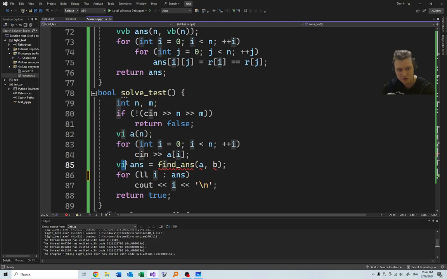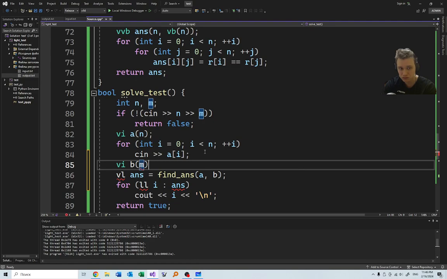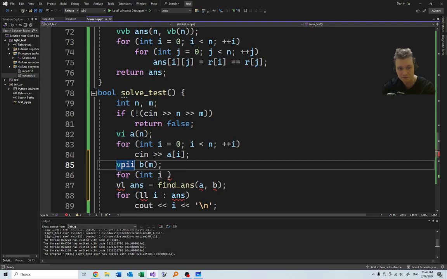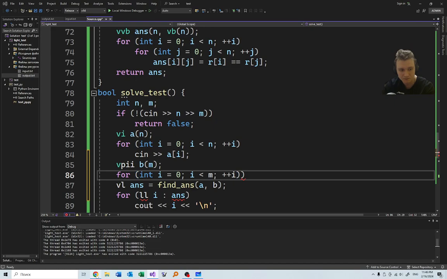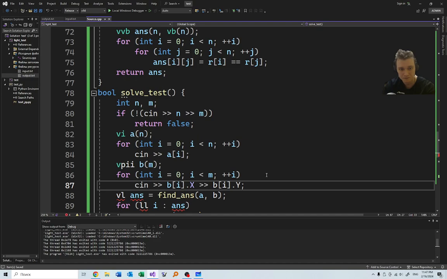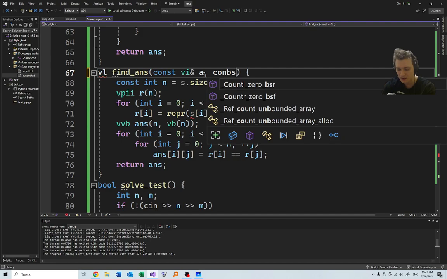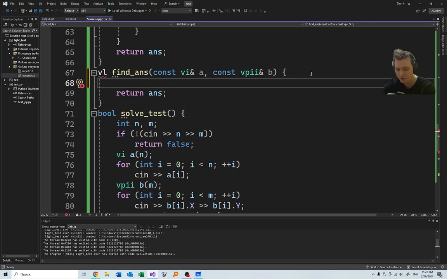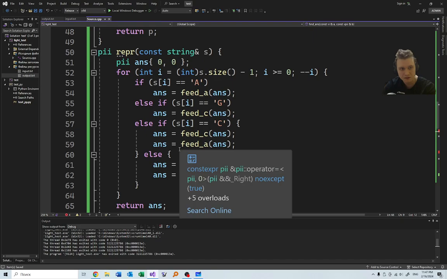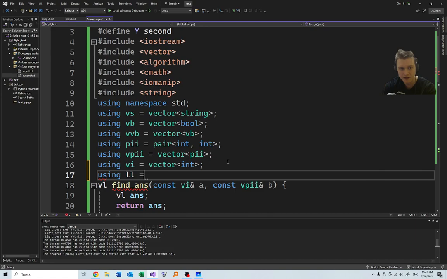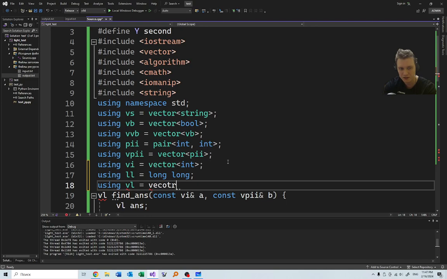Actually, it should be long long, and it should be VL. Ah, VPII even. Okay, so find dance is VL, based on VIA and VPIB, and VR returns VL dance. Okay, this should be removed, using LR equals long long, using VL equals vector LR.